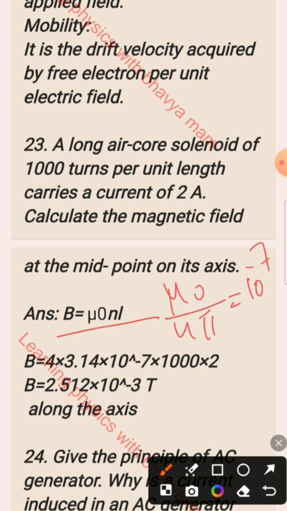Small n is the number of turns per unit length, which is 1000 turns per unit length. So that is 1000 into current, which is 2 ampere. Calculating, we will come to know that it is 2.512 into 10 to the power minus 3 Tesla.